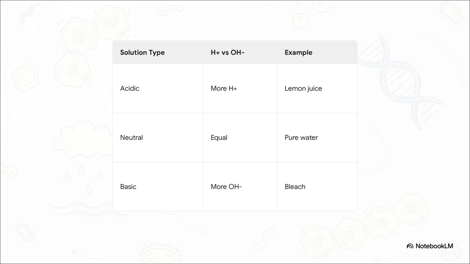Living organisms are incredibly sensitive to these shifts. Just to put it in perspective, the pH of human blood has to strictly hover around a very precise 7.4 just to keep us alive.